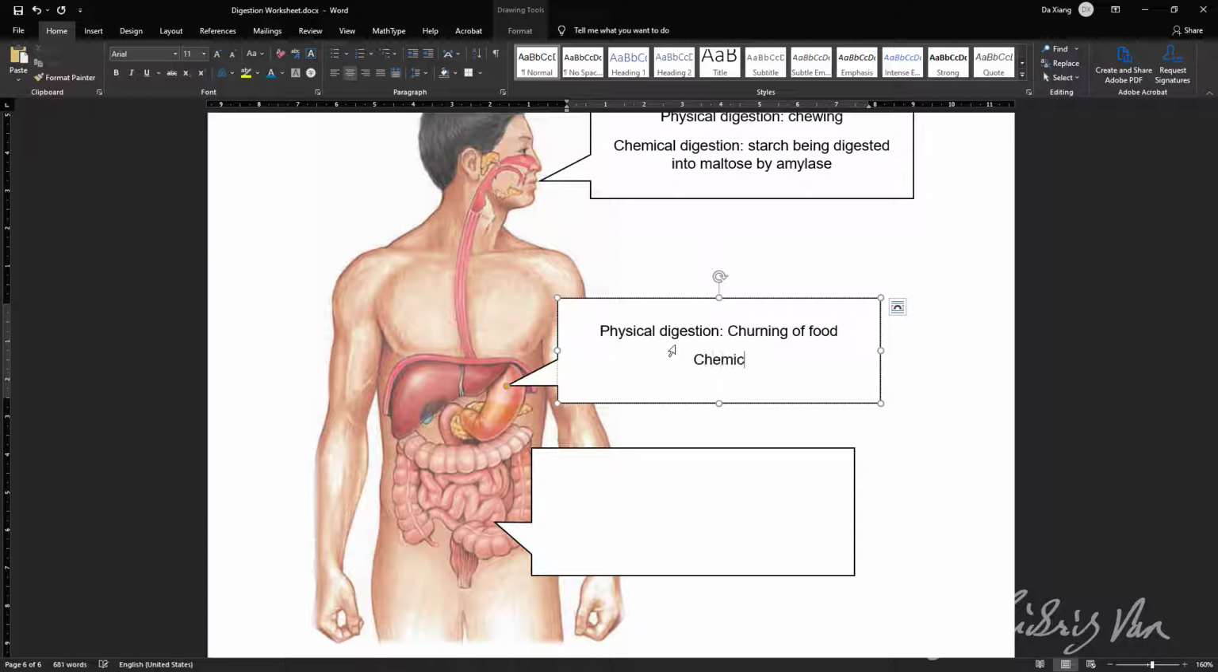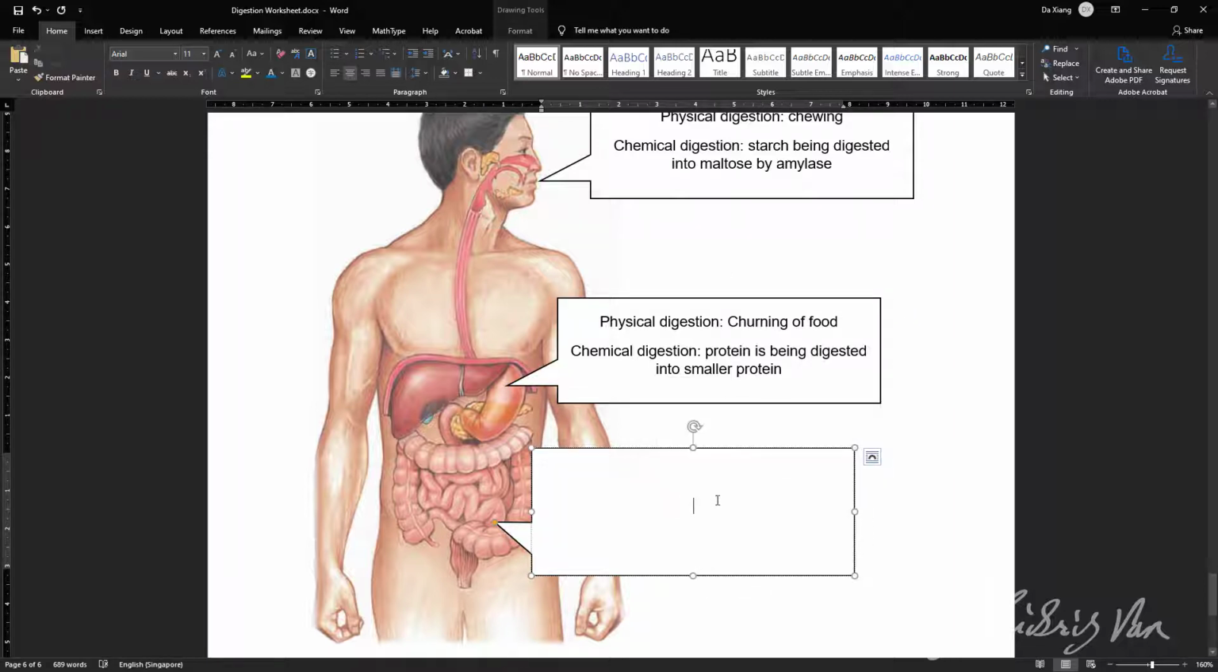Okay, chemical digestion. Protein is being digested into smaller protein. Okay, finally, your small intestine. A lot is going on. Physical digestion is your bile. Bile breaks up large fat droplets into tiny droplets.